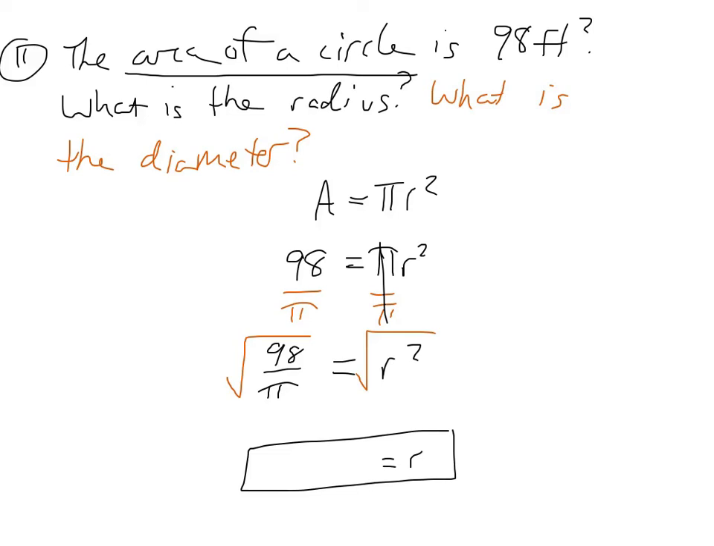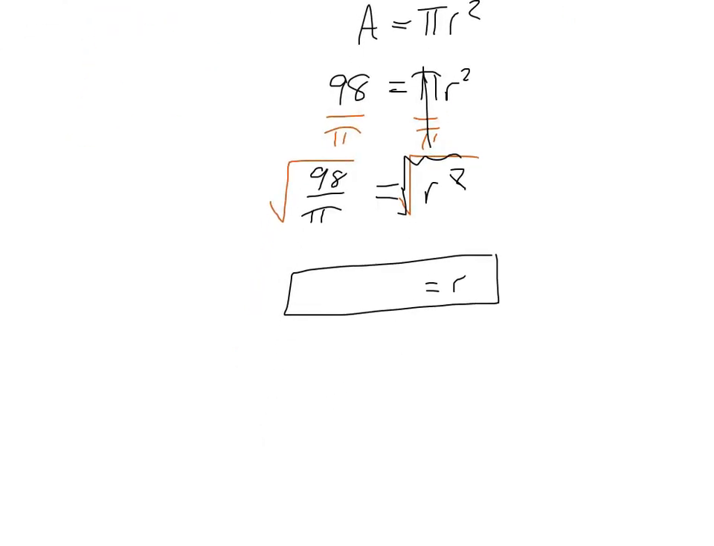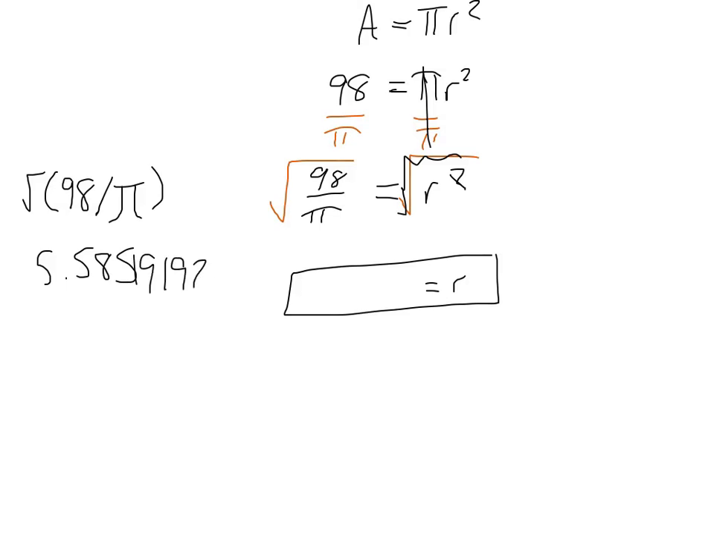Now again, why do I do that? Well, like we learned with square roots, it's to get that squared out of there, because a squared inside of a square root cancels, leaving you with just r, which is what we want. So now I'm going to take the square root of 98 divided by pi. And this is what it should look like in your calculator. It should look like a little square root sign, and then a parenthesis, 98 divided by pi, and then you end the parenthesis and hit enter. And when you do that, you're going to get 5.585191926, and so on and so forth.